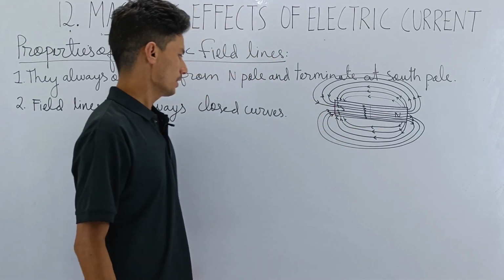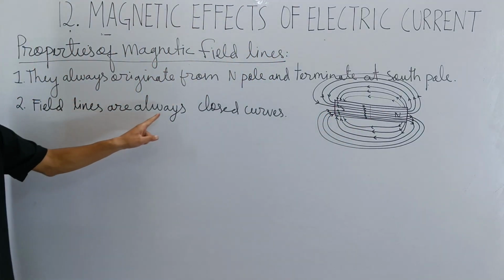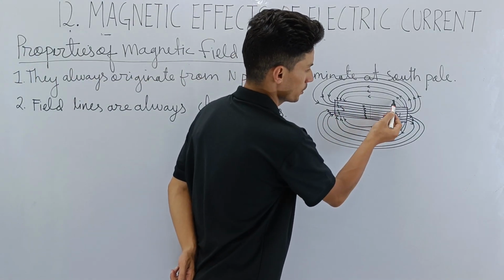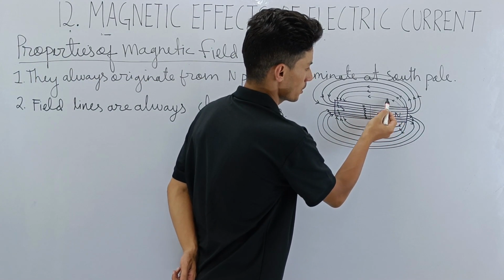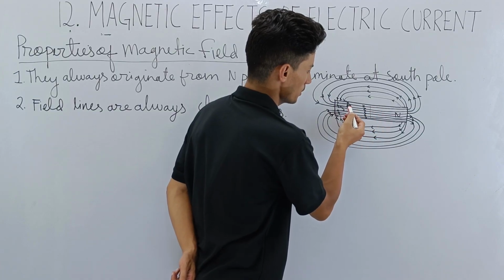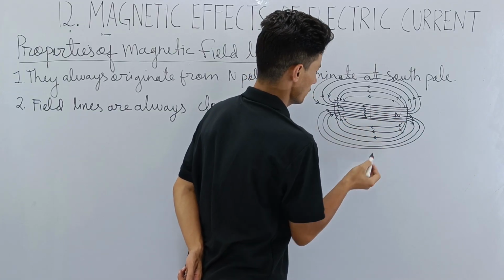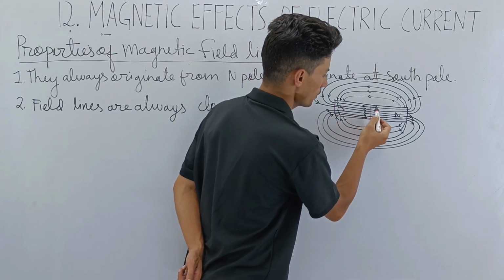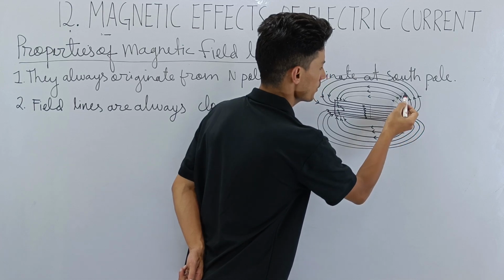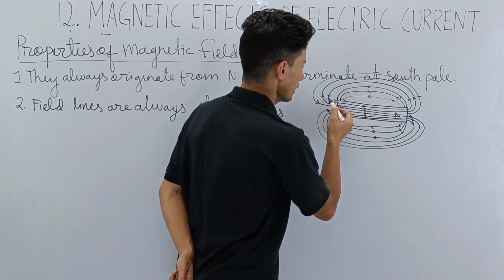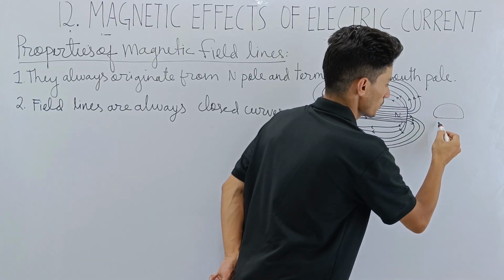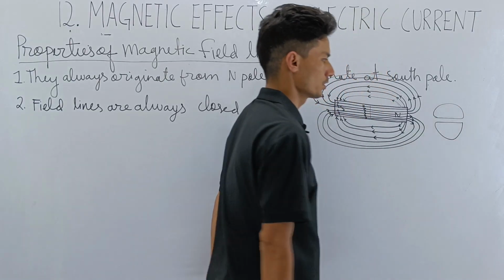All right. And the second point, field lines are always closed curves. Look at any of the curves, they are all closed. If you consider this one, this is the curve, and it ends here, and it is closed. It's not open. If you consider this one, from inside it goes all the way here, then it climbs up here, continues its curve and touches here again. So they are all closed curves.